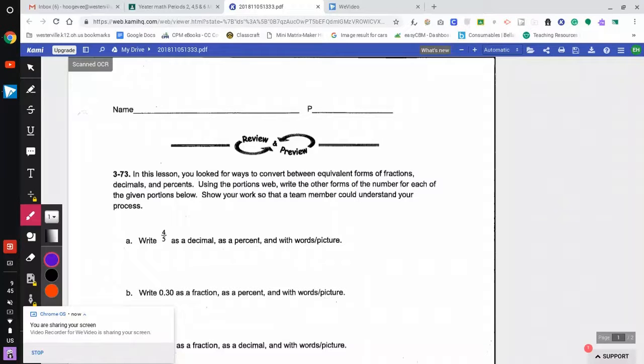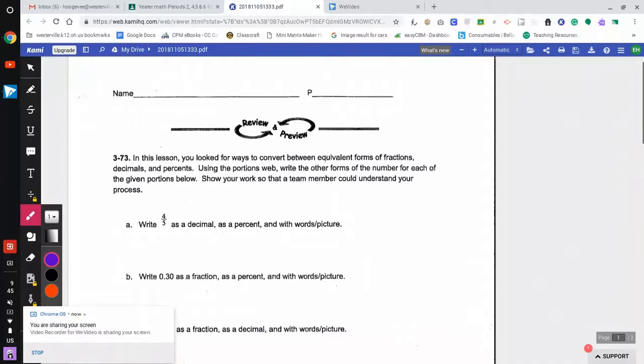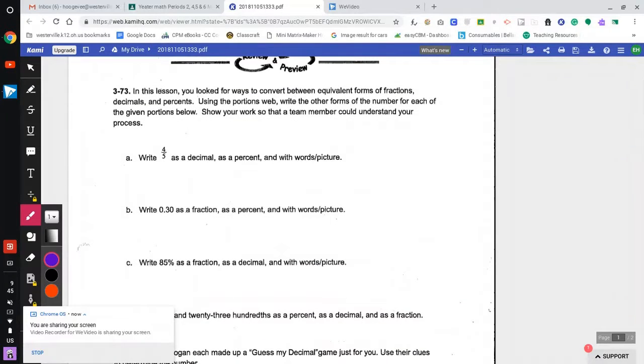All right, tonight's homework, we have 3-73 through 3-77. Starting out with question 3-73, if you read through the directions here, we are converting between fractions, decimals, and percents. So using that portion web that we learned last week, we would write the fractions, decimals, percents in the triangle. You can probably just write them out on the side. If you would like to draw the portion web, go ahead and do that, or if you already have.